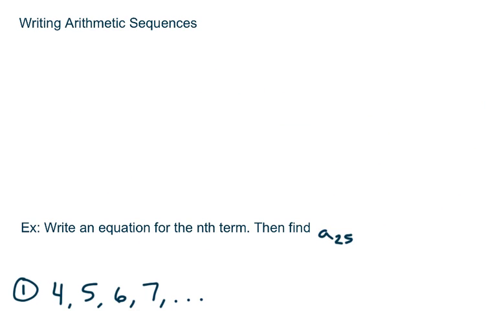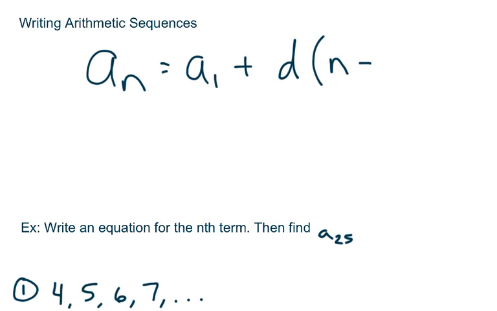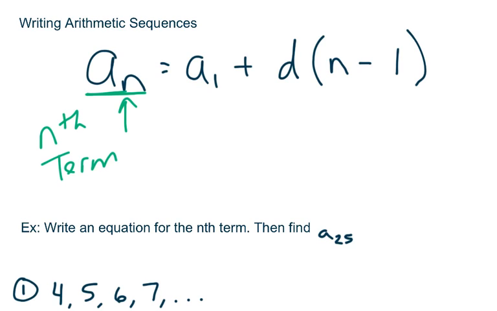Okay, so how do we write arithmetic sequences? We write a sub n, for any term in the sequence, equal to a sub 1, the first term, plus d, your common difference, times n minus 1. So what do all these terms mean? Like I said, a sub n is your nth term. For whichever term you want to find in the sequence, this is how you find it. So if I want the 25th term, that would be a sub 25, or the 10th term, a sub 10.